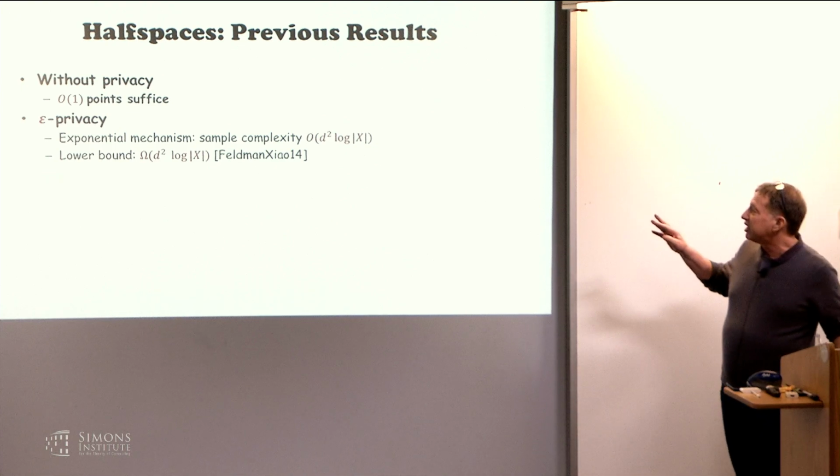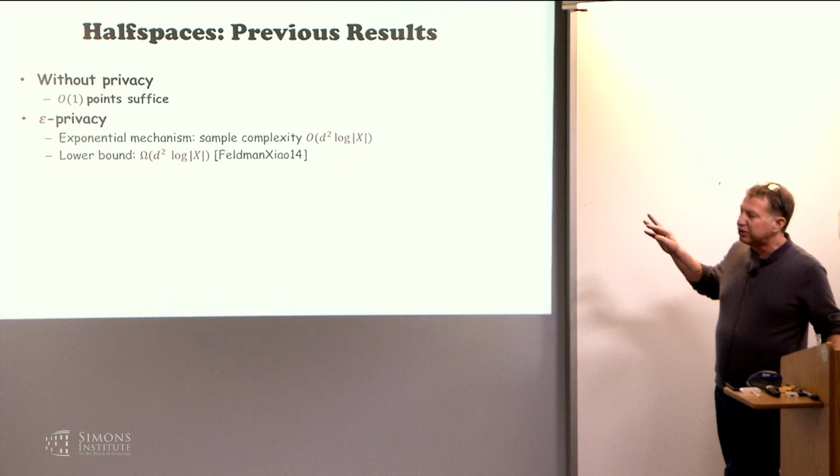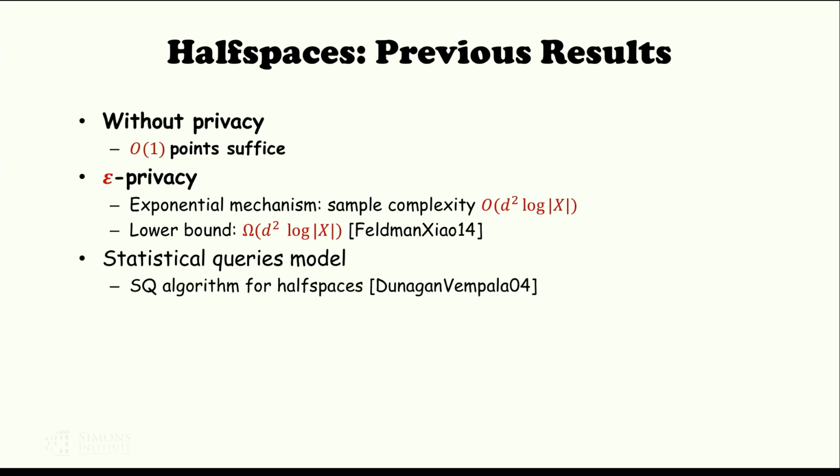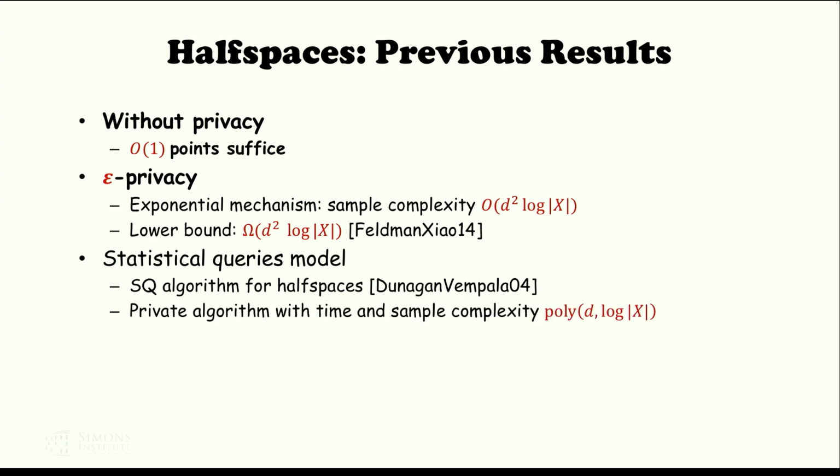The exponential mechanism in general is not efficient. If we want efficient algorithms, we can use the statistical query model. There's this SQ algorithm for half spaces of Dunagan and Vempala, and we can use it to get a private algorithm with time and sample complexity polynomial in d and log x, where the degree of d is at least 4.